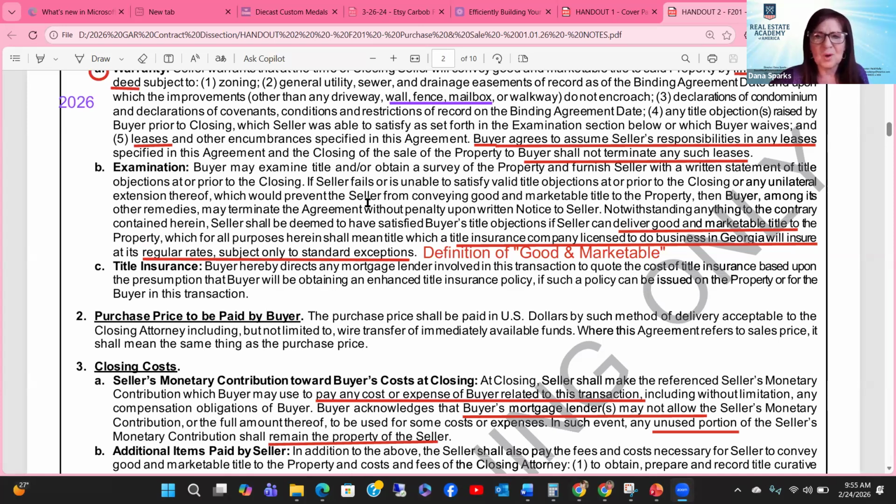Okay, my gosh, what on earth is good and marketable title? Well, again, let's look to the instructions. Good and marketable title is defined. And what that means is title which the title insurance company licensed to do business in Georgia will insure at its regular rates, subject only to standard exceptions. So good and marketable title does not necessarily mean insurable. It has to do with how much the premium cost is to get that insurance policy.